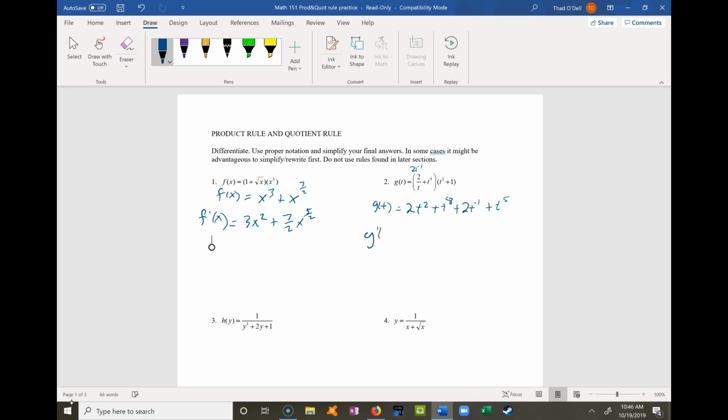So now I'm ready to take the derivative. So that would be 4t plus 8t to the 7th minus 2t to the -2. Remember, when you're dropping a power and it's negative, the number's going to get bigger because you're subtracting 1 from -1, which makes it -2. And then finally 5t to the 4th. Okay.